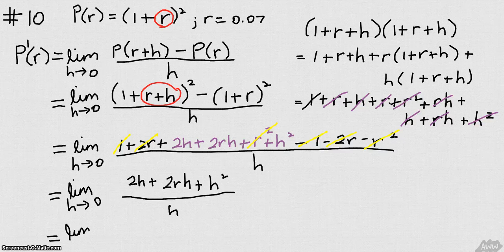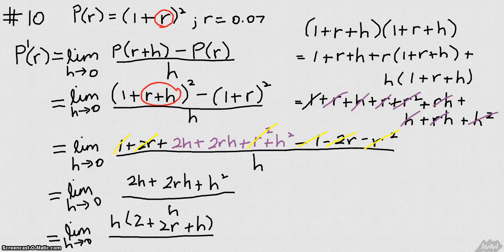Notice on each line I'm still writing limit as h approaches 0. So we're going to factor out an h, and we're left with 2 plus 2r plus h all over h. Now at this point we can say, since h isn't equal to 0, but it's getting very, very small, in fact, it's so small it can disappear, and we have it common both here and here, so that's why we can cancel it out. Simplify it, which leaves us with 2 plus 2r plus h.